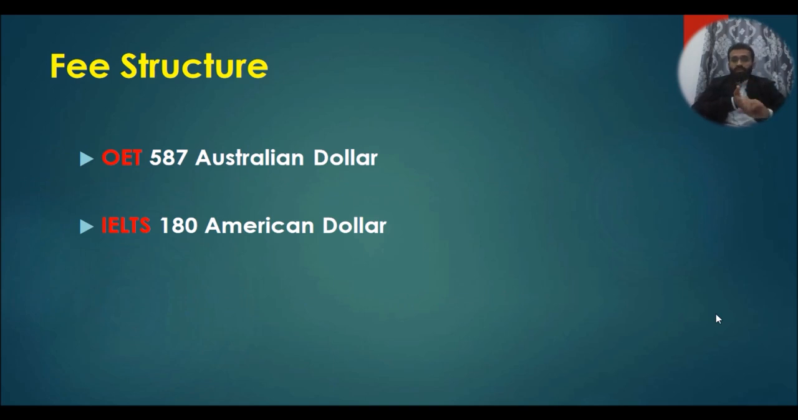Let's talk about the fee structure of OET and IELTS. Basically OET is an Australian based English language examination, so you have to pay 587 Australian dollars for OET, while the IELTS fee varies from country to country, from area to area. The IELTS fee approximately ranges between 170 to 180 American dollars.